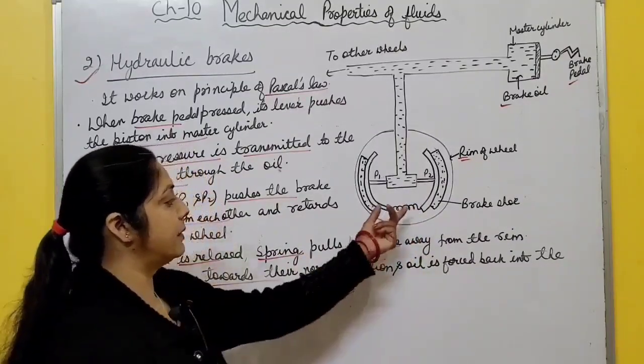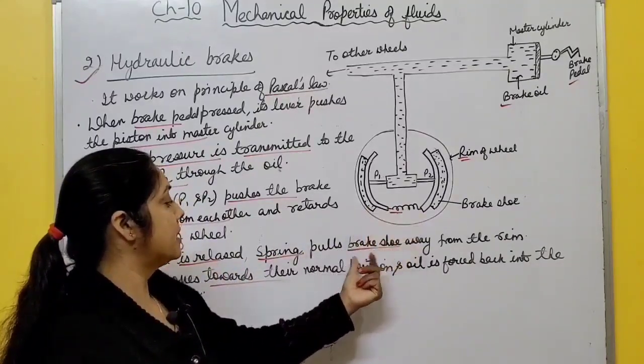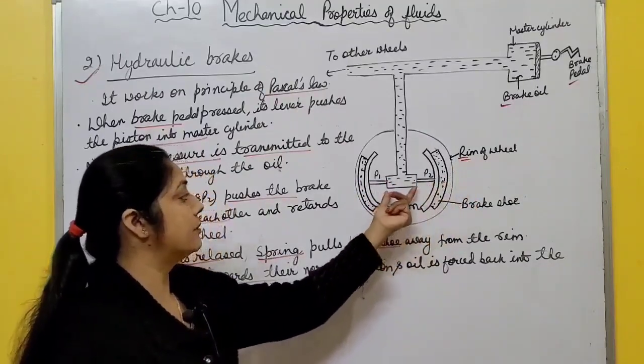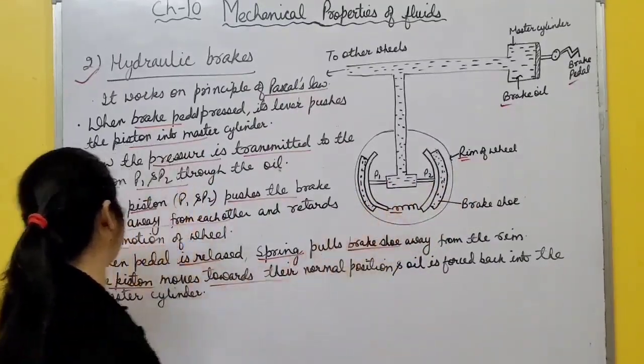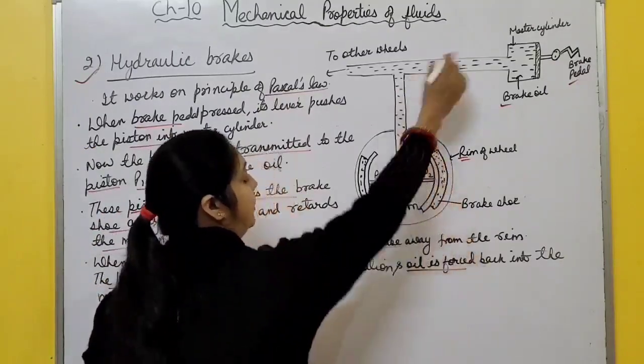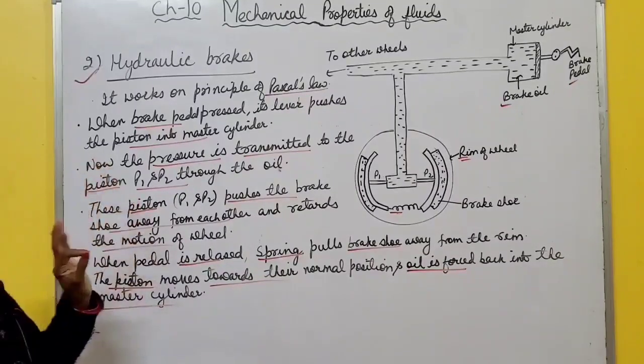When the spring is released, it pushes the brake shoes away from the rim and they come to their normal position, and after that the pistons move towards the normal position. Oil is forced back into the master cylinder again. In this way the hydraulic brakes work.